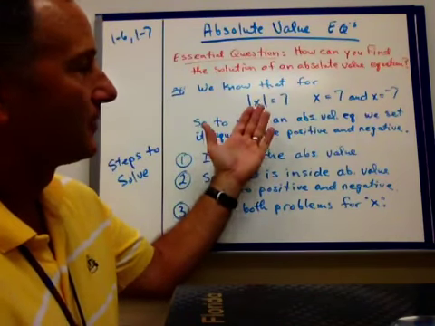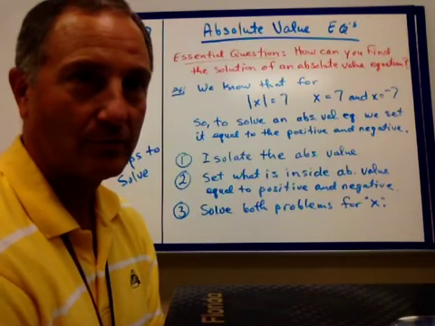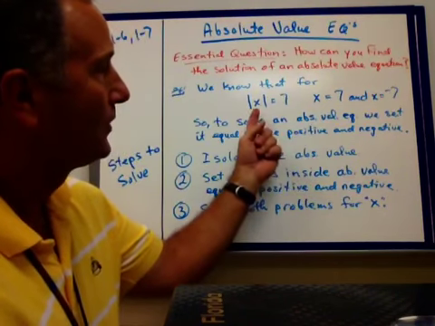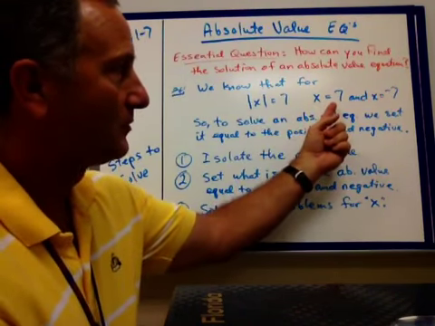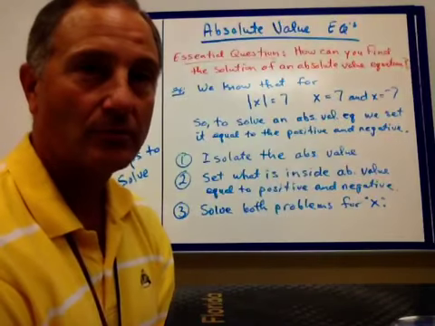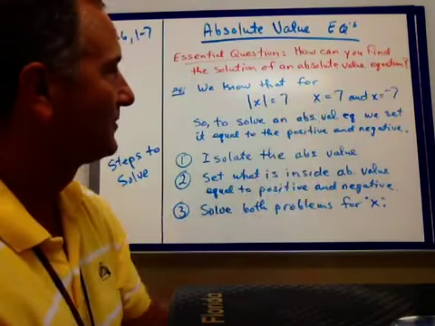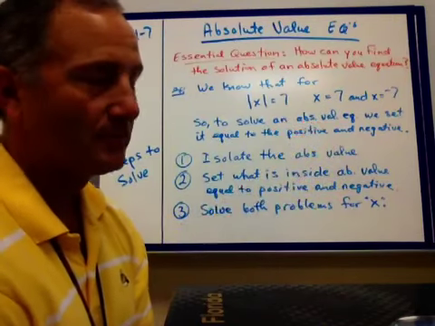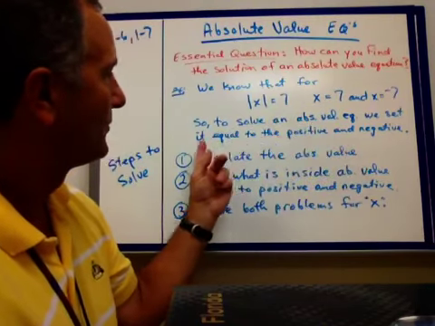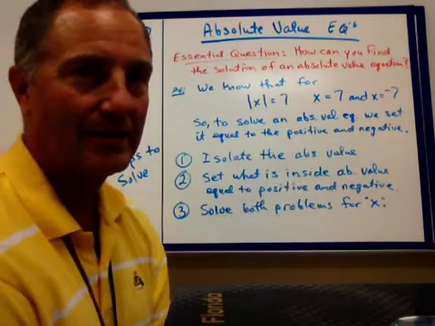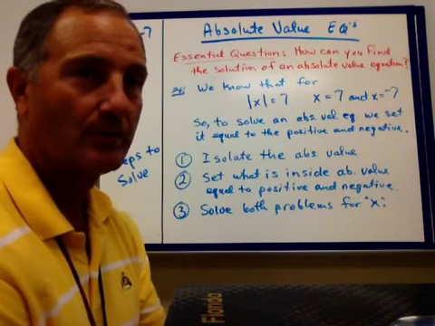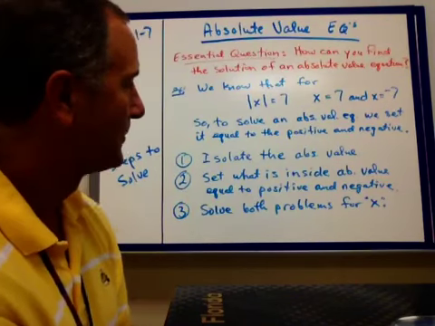If we're looking at an equation like the absolute value of x is equal to 7, we know that's true when x is equal to 7 or x is equal to negative 7, because the absolute value of both of those is 7. So to solve an absolute value equation, we set it equal to the positive and the negative. Okay? So we end up solving two equations when we're doing this.